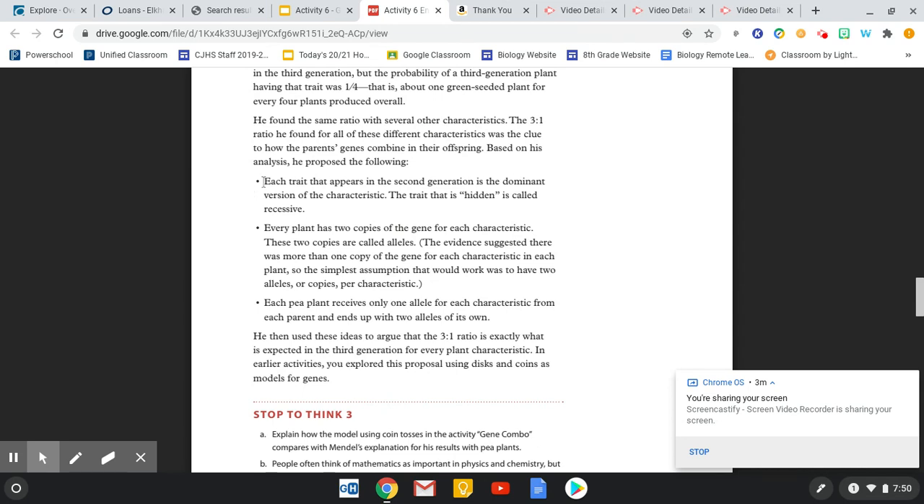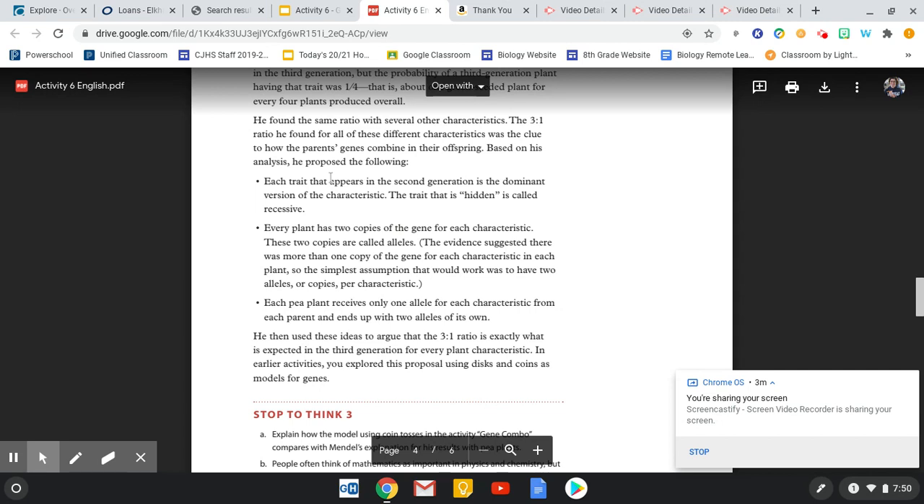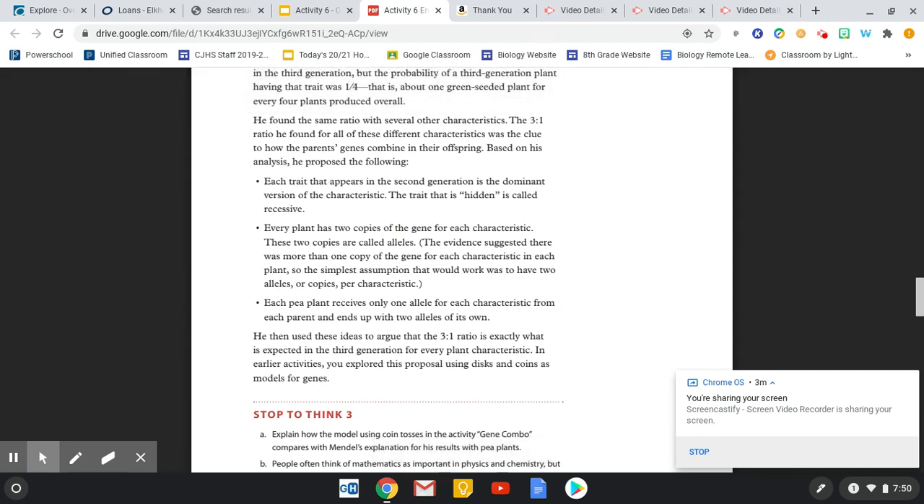First, each trait that appears in the second generation is the dominant version of the characteristic. The trait that is hidden is called the recessive. Okay, so there's 2 different forms. Side note, dominant and recessive. That's what Mendel is saying. Dominant will always be expressed when it is present. Recessive will be hidden if there is a dominant present.